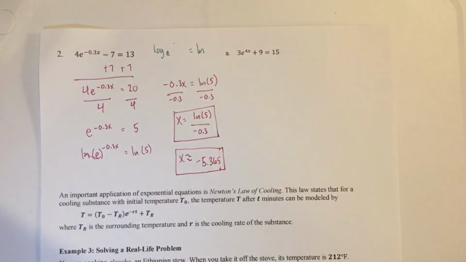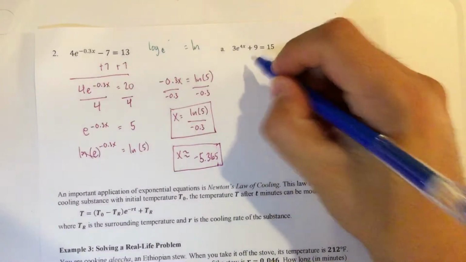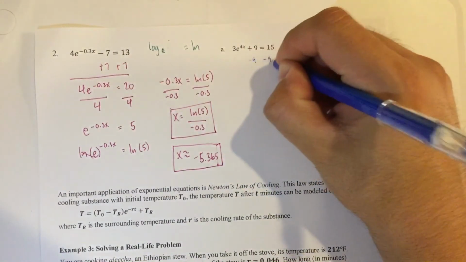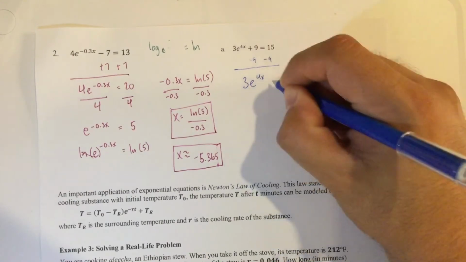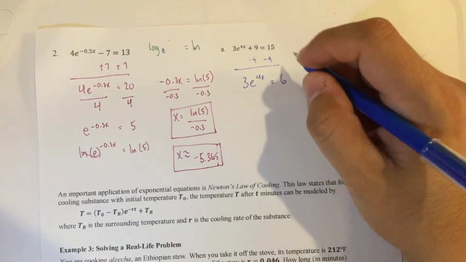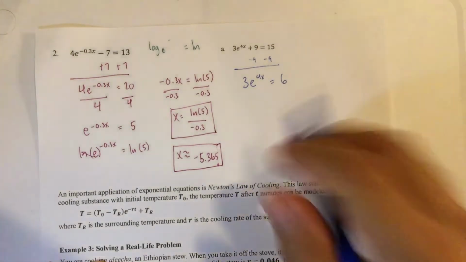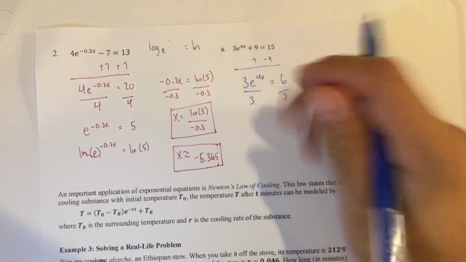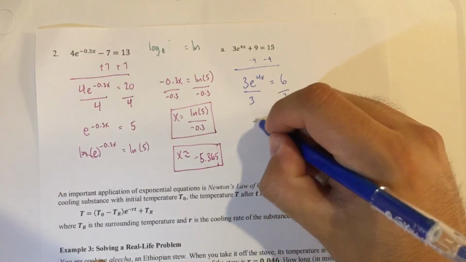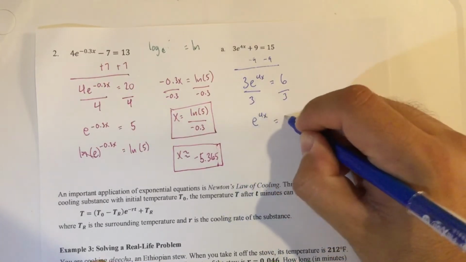So for the next one, it's going to be the same process. We're going to add or subtract, multiply, divide, and so on. So first thing I see is subtract 9 from both sides. So now we have 3e to the 4x equals 15 minus 9, which is 6. From here, we're going to divide both sides by 3 to isolate the Euler, the e. e is actually Euler, if you recall. So e to the 4x is equal to 2.